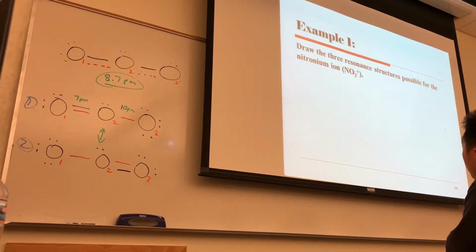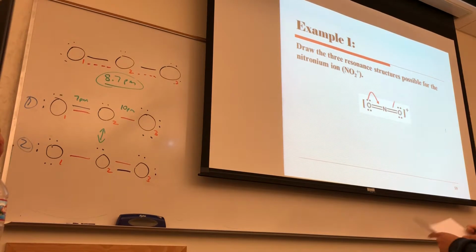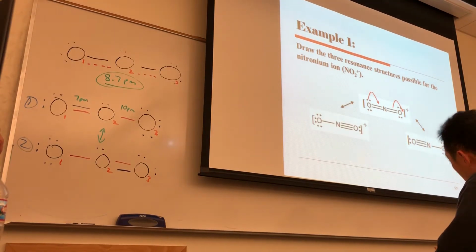Okay, here you can draw. So here they're giving you something different. This is a cation, NO2 positive, and they want you to draw the three resonance structures of this. So let's do that. I can do this, I could do that, and I could do this. So these are considered all resonance structures.